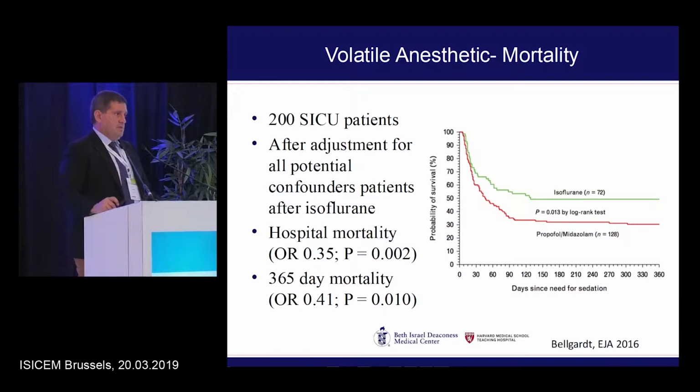So going further, this paper was presented earlier. This is 200 surgical ICU patients, and after adjusting for multiple confounders and doing the best statistical job you can, never be perfect, it showed a substantial decrease in mortality or increase in probability of survival when inhaled anesthetics are used. Now, sedation is important, but why would this be? It's not from being able to wake the patient up quicker. There must be, in my opinion, some sort of protective effect from the inhaled anesthetics themselves going on here.